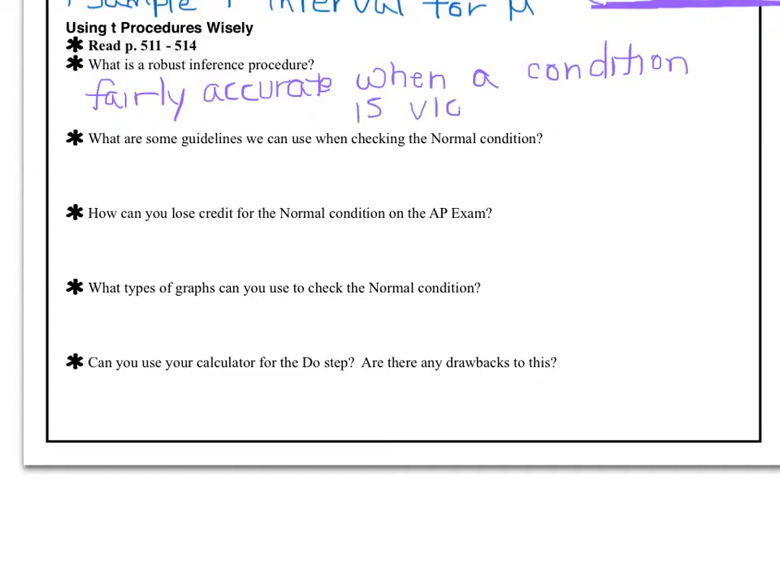Okay, and I will tell you that the Z interval is not robust at all. If the normal condition is not met for the Z interval, we are not likely to get accurate results at all. However, the T interval is robust with respect to the normal condition. Okay, but we have to make sure that we follow some guidelines. And here's our guidelines. 1, always graph your sample data.